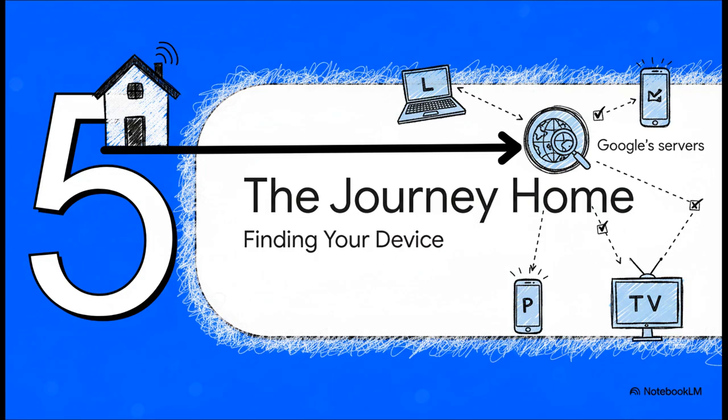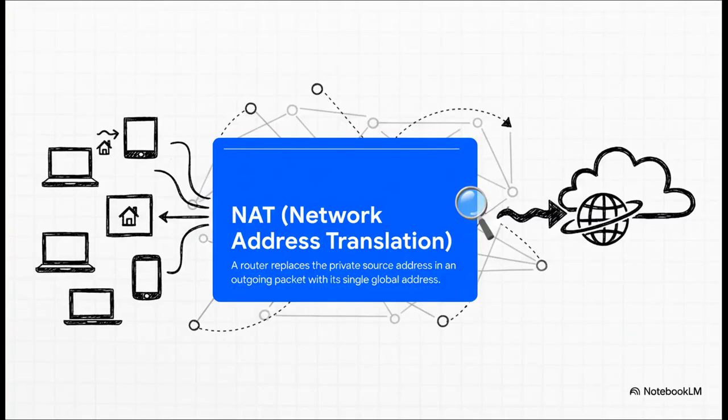Google does its thing, finds your search results, and sends a response back. But it only knows your public IP address, the one for your entire house. So how in the world does the response find the specific laptop that made the request, and not your phone or your smart TV? This is the final, and maybe the most clever, trick your router performs. It's a process called Network Address Translation, or NAT for short. NAT is what allows all the different devices on your private home network, each with its own private IP address, to share the single public IP address that your internet provider gave you.